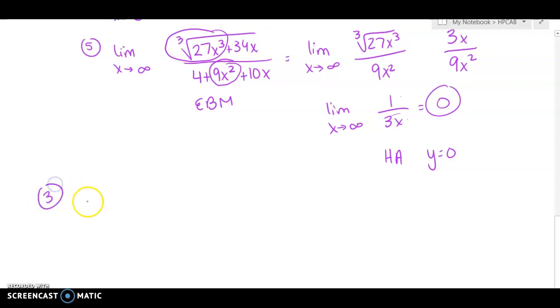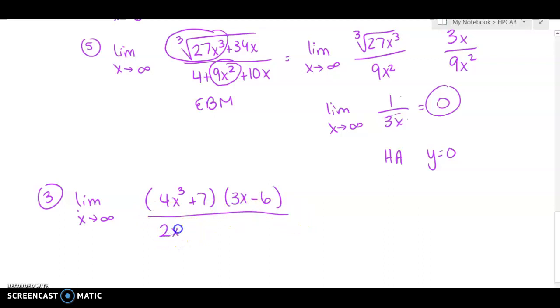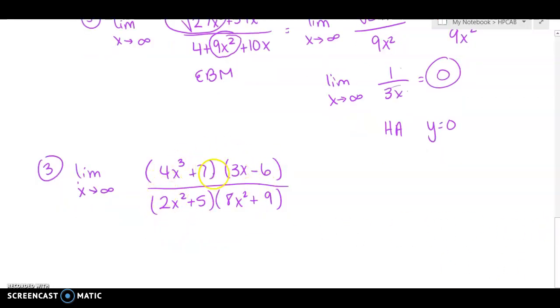Another one is the limit as x approaches infinity of 4x cubed plus 7 times 3x minus 6 all over 2x squared plus 5 times 8x squared plus 9. So for something like this, you could multiply all this craziness out. But again, we're focusing on the end behavior model. And so for the end behavior model, we're really just interested in the highest degree. So if we multiply the numerator out, the highest degree is going to be when you multiply these together, giving you 12x to the 4th.